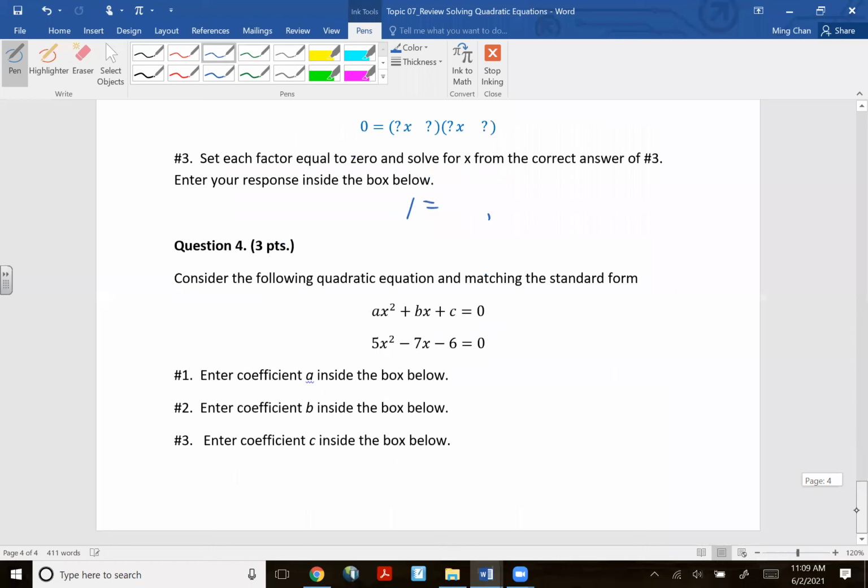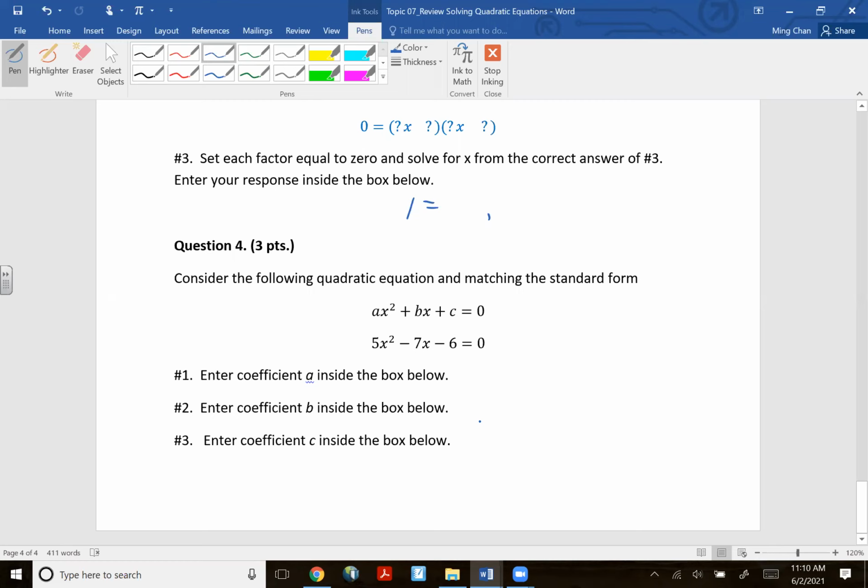Number 4. All right, consider the following quadratic equation and match it to the standard form. Okay, so for number one, you write down the coefficient A. Number two, you write down coefficient B. And number three, you write down the coefficient C. Okay, that's all you need to do for number four.